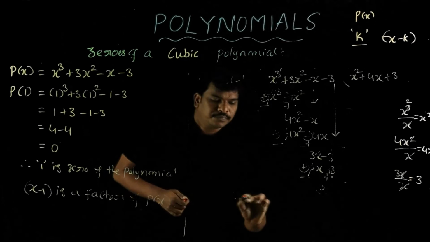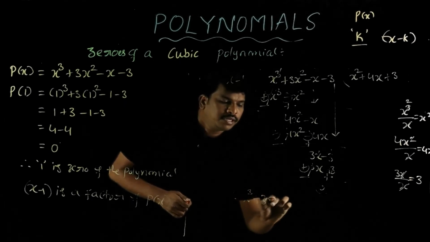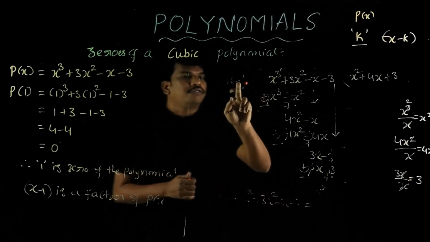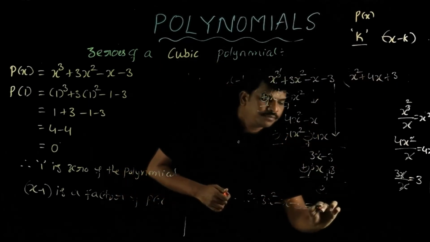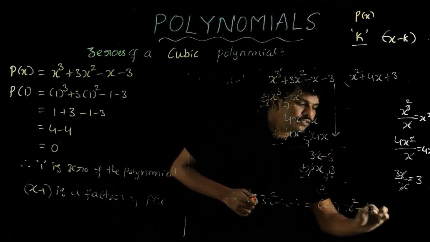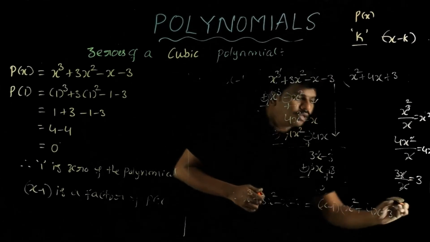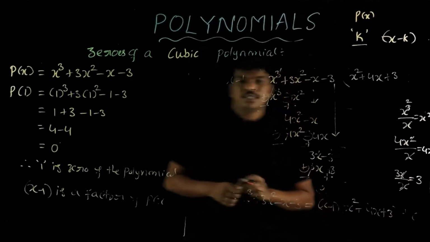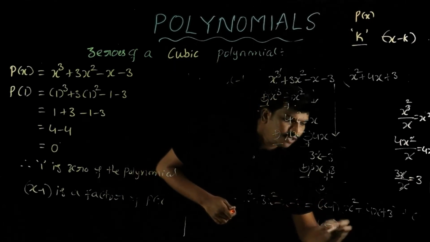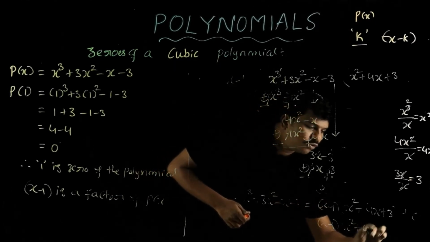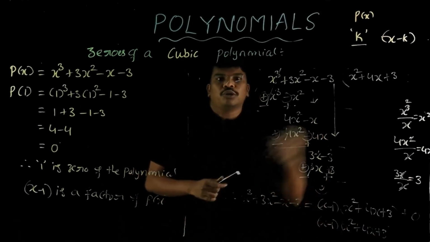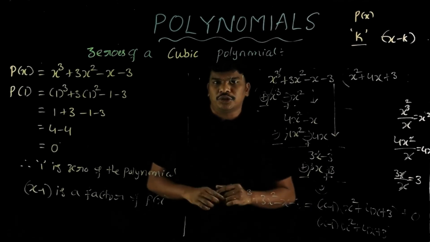Therefore, by the division algorithm, x cube plus 3x square minus x minus 3 can be written as the product of this divisor and quotient, that is x minus 1 into x square plus 4x plus 3, plus 0 as the remainder is 0. Now it can be written as x minus 1 into x square plus 4x plus 3. By splitting this quadratic polynomial into two linear polynomials, we will get all the zeros.